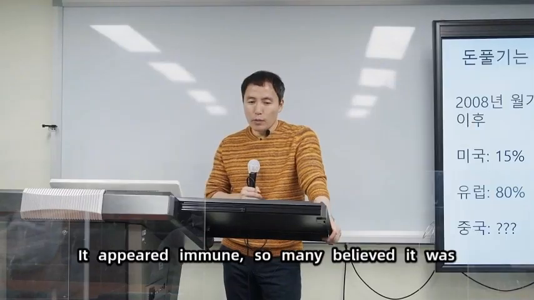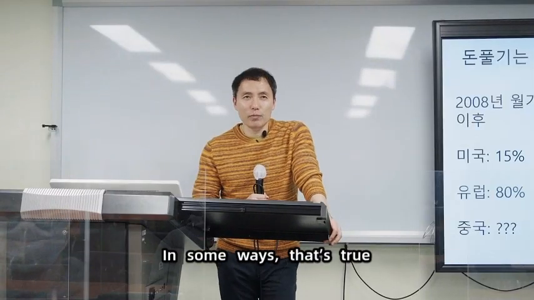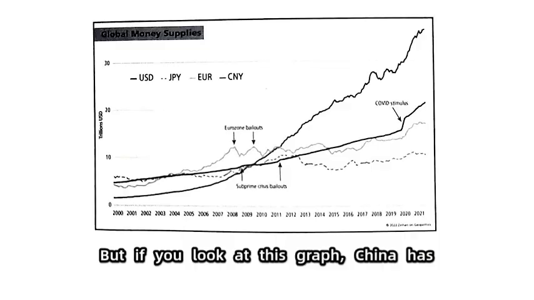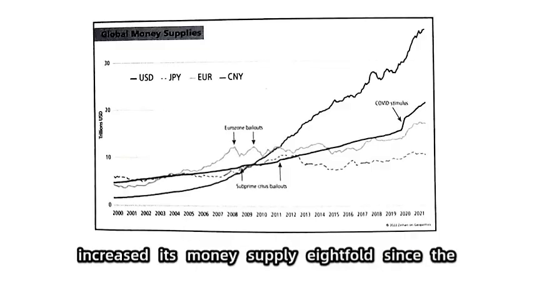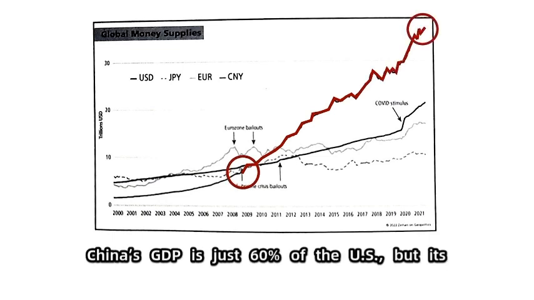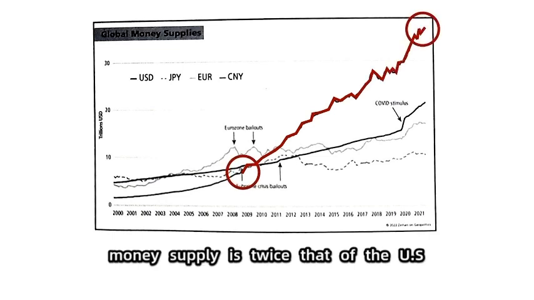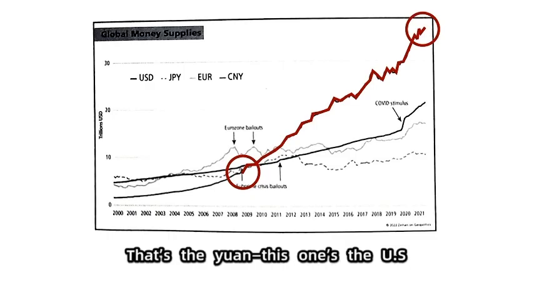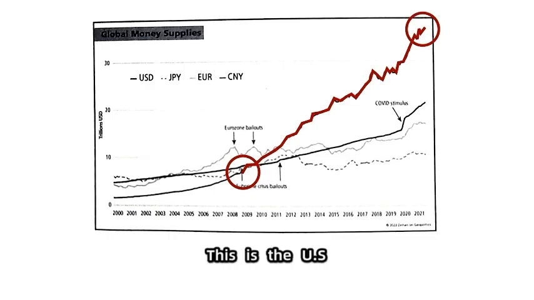China, it appeared immune, so many believed it was strong. In some ways, that's true. But if you look at this graph, China has increased its money supply eightfold since the subprime crisis. China's GDP is just 60% of the US, but its money supply is twice that of the US. Isn't that alarming? That's the yuan. This one's the US dollar. This is the US.